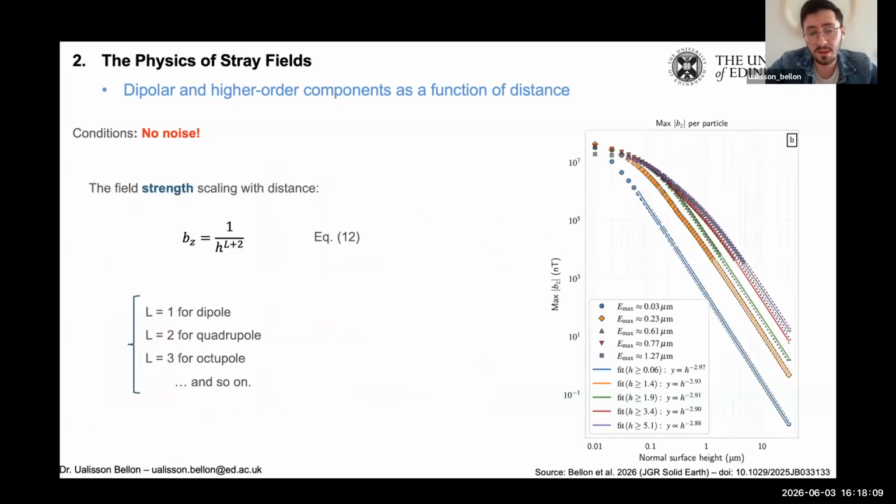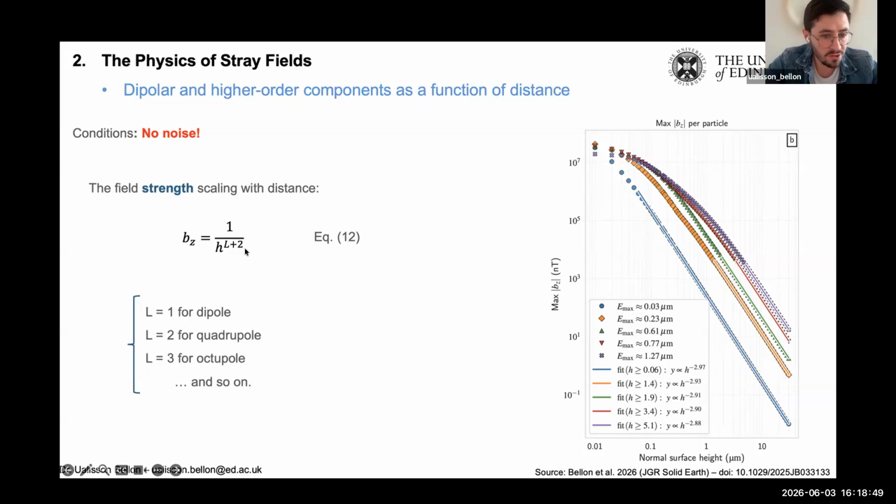We can also look at the strength of the fields. Here on X you have the distance, so how far away I'm measuring the field of these particles, and on Y you have the intensity, the magnitude of the field. The different markers with different colors are particles of different sizes, going from 30 nanometers to 1.3 micrometers. Just by looking at their behavior, at short distances they all look a bit bent, essentially because you have stronger contributions of non-dipolar signatures. But after a while, they become progressively more dipolar.